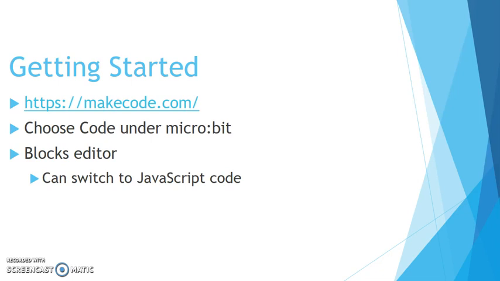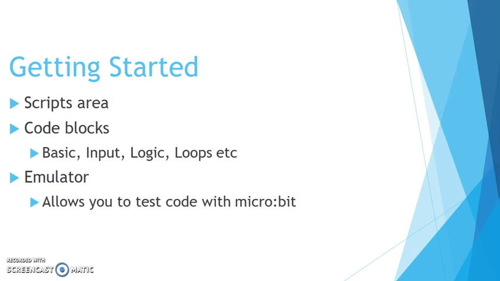So to get started, we're going to go to makecode.com. And then we're going to choose code under microbit, and that will bring us into a blocks editor, but we can switch between the blocks editor and the JavaScript code as well. So there is a scripts area within makecode.com. There are a number of code blocks, so there are basic, input, logic, loops, and so on, and lots of other ones.